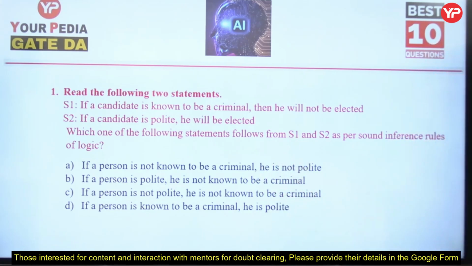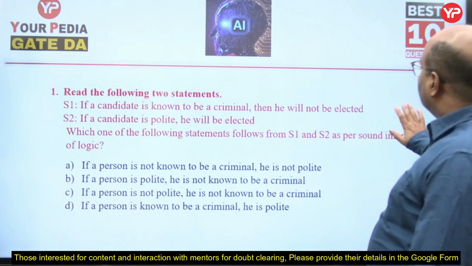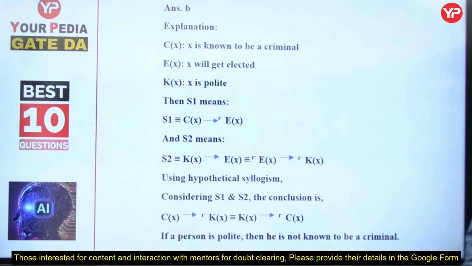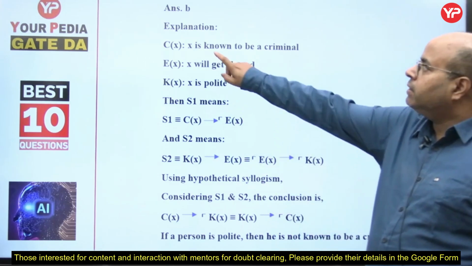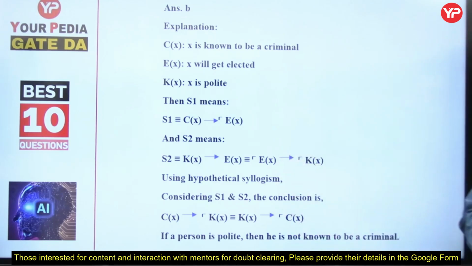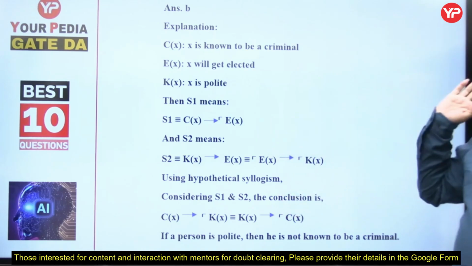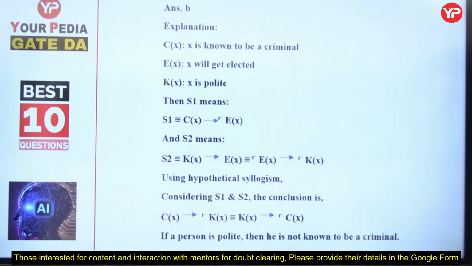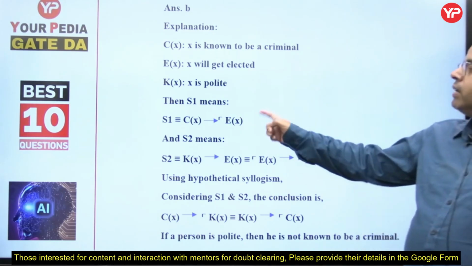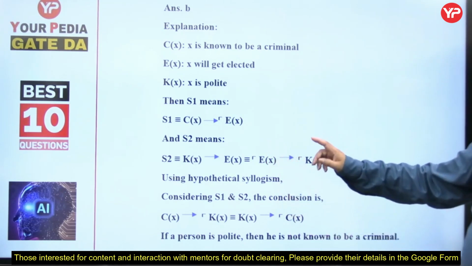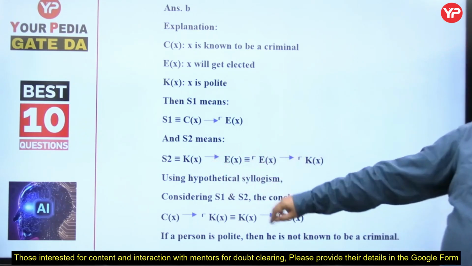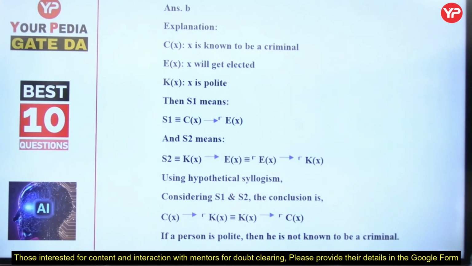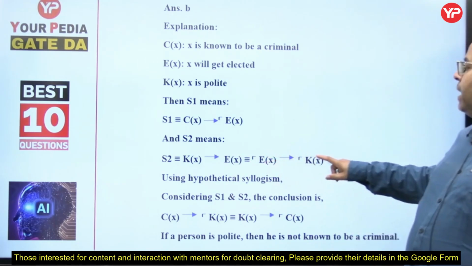From direct inference itself we can get it, but in mathematical terms, as propositional logic terms, this will be explained like this. Cx: X is known to be a criminal. Ex: X will get elected. Kx: X is polite. Then S1 is Cx implies not Ex, where this is the symbol of not. Not Ex means if a person is known to be a criminal, he will not get elected. And statement 2: if the person is polite, he will get elected. Kx implies Ex. Now if we reverse it, not Ex implies not Kx.